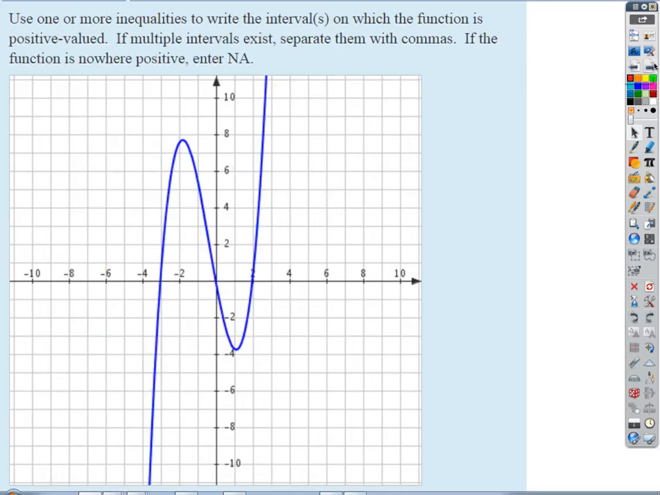How about, okay, same idea, right? Almost the same question. We want to know, where is the function positive value? To me, this is easier than increasing, decreasing in a way, because positive value is so obvious. Where's the function positive value? Above the x-axis, right? Negative value below. So we're just wanting to know, where is this function above the x-axis?